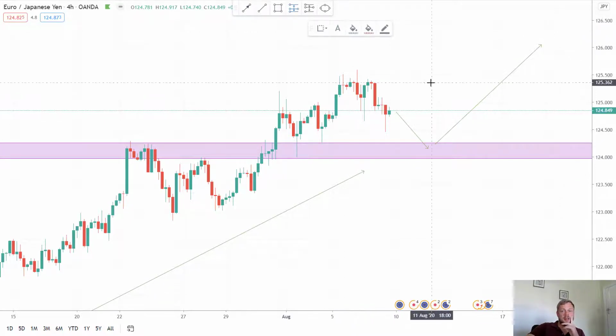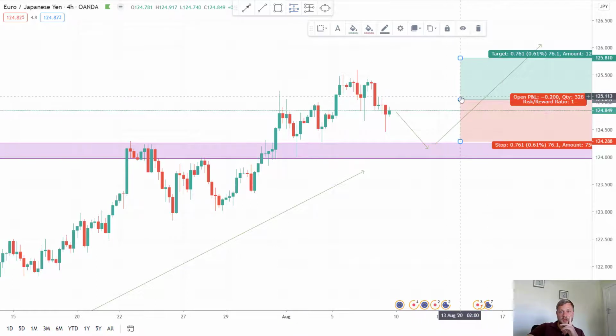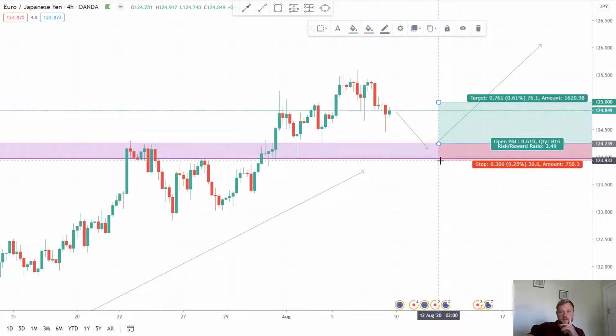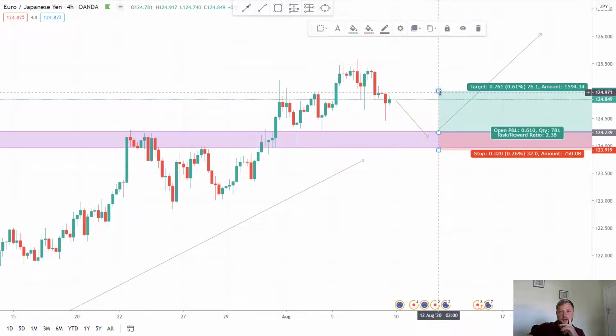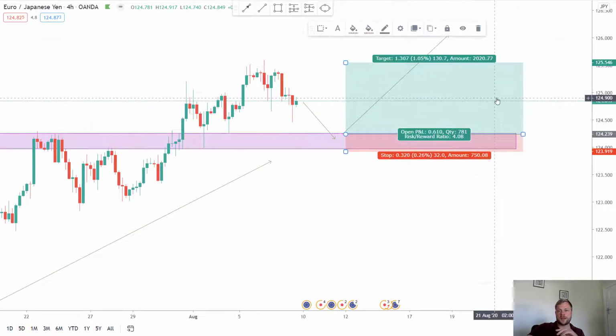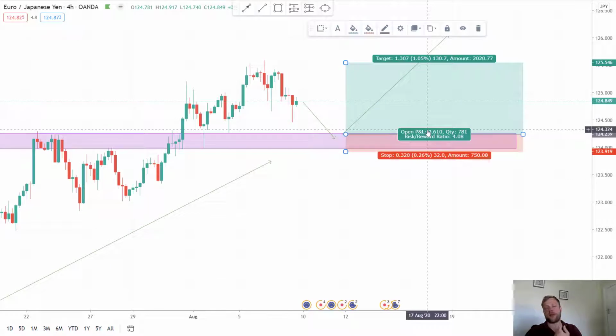And am I going to be able to get my 3 to 1? I have no doubt that I will. So I want to put my stop loss there and my take profit at least to these previous highs. And what will that give me? That will give me a risk to reward ratio of 1 to 4.08. So well within my parameters.